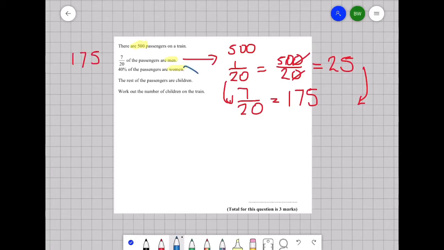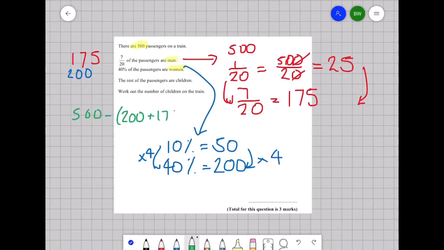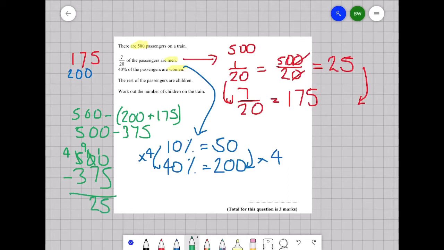If I'm looking at the number of women, 40%, so 10% is 50. 40%, times by 4. Okay, that gets me 200. So there's 200 women. I need the number of children. So I'm going to do 500 minus 200 plus 175. So 500 minus 375. Take that from there. So 10 take away 5 is 5, 9 take away 7 is 2, and 4 take away 3 is 1. So 125 in total.